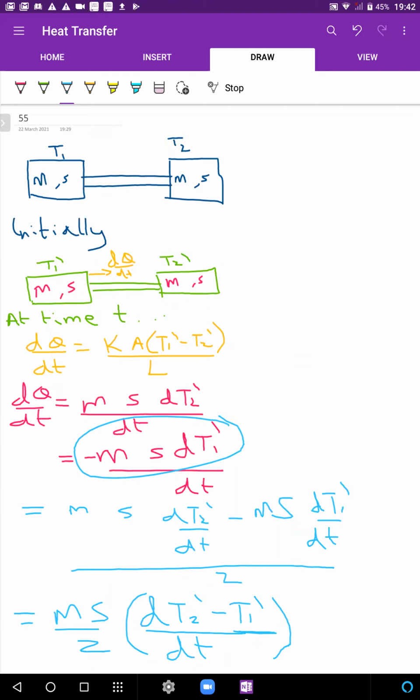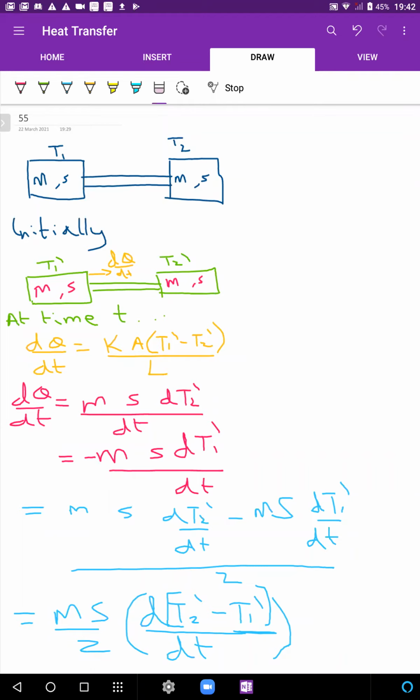Now, since ms is the same, you can take ms common, you can take 2 common. You can then write dT2 dash by dt minus dT1 dash by dt as per the subtraction rule. Some of you are asking me how I have done that. It's the subtraction rule. dT2 dash by dt minus dT1 dash by dt is d(T2 dash minus T1 dash) by dt.